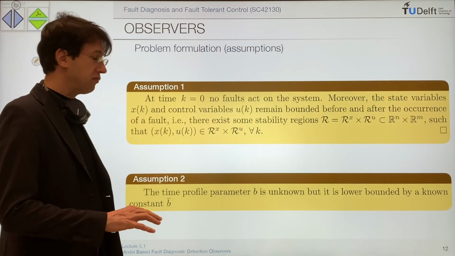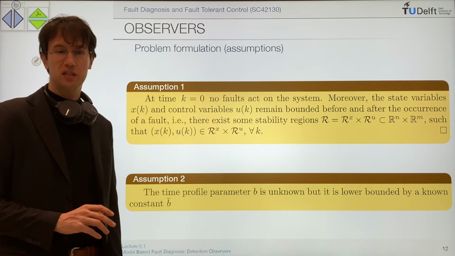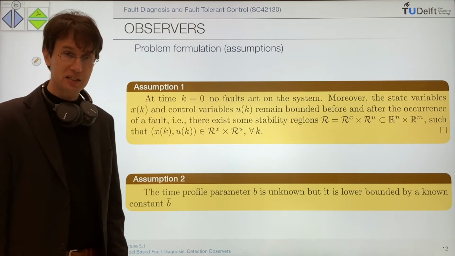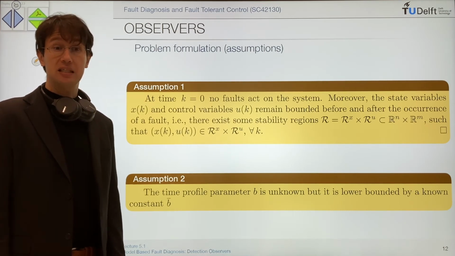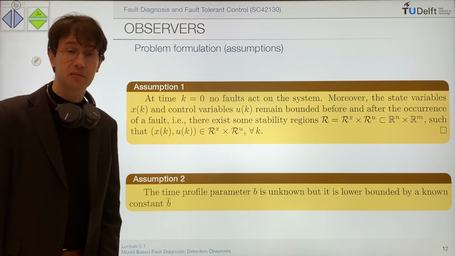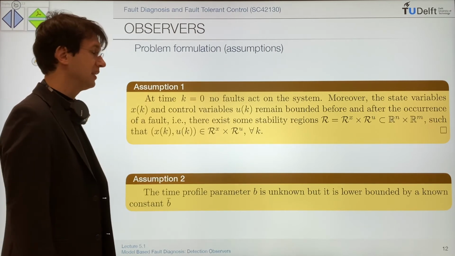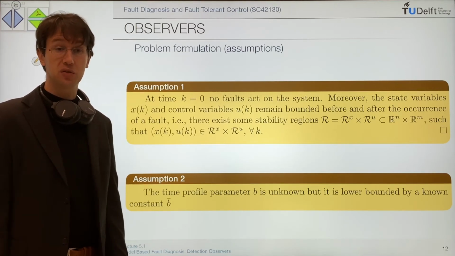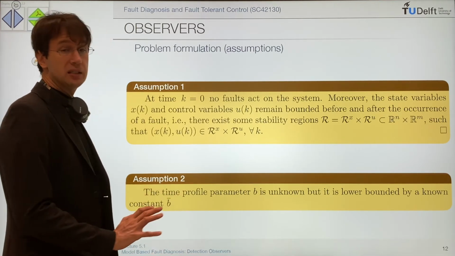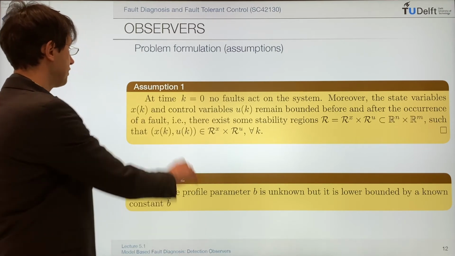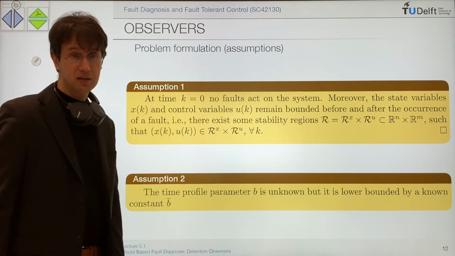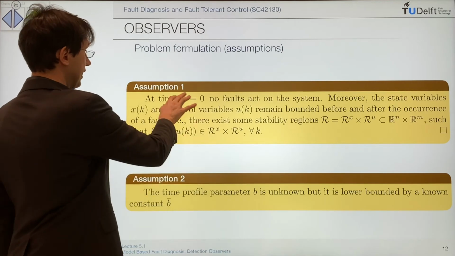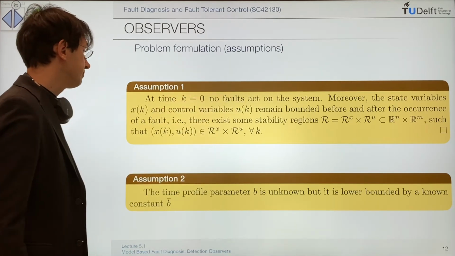In order to proceed forward and to be able to present some of the theoretical results on the robustness and the detectability performances of the approach, that is, how is a false alarm rate, how is a true positive rate, we need some formal assumption. The first one is that when we start, we have no faults. So at time k0, there are no faults in the system.